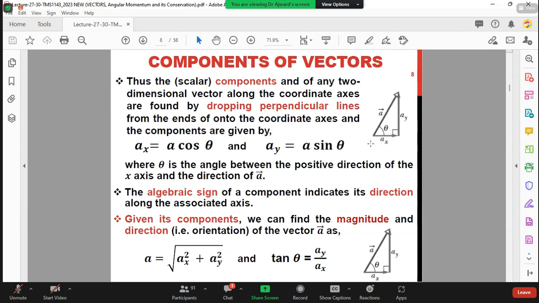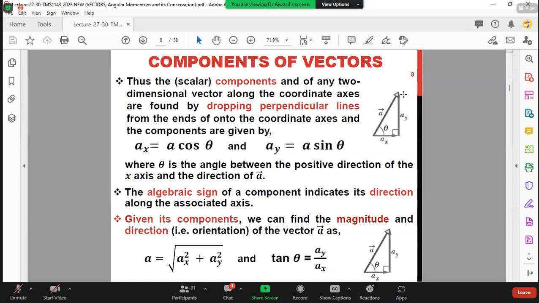That A cosine theta quantity for AX is a scalar quantity. So the vector is represented by two scalar quantities, AX and AY. AX is A cosine theta. AY is A sine theta, where theta is the angle between the positive direction of the x-axis and the direction of vector A.